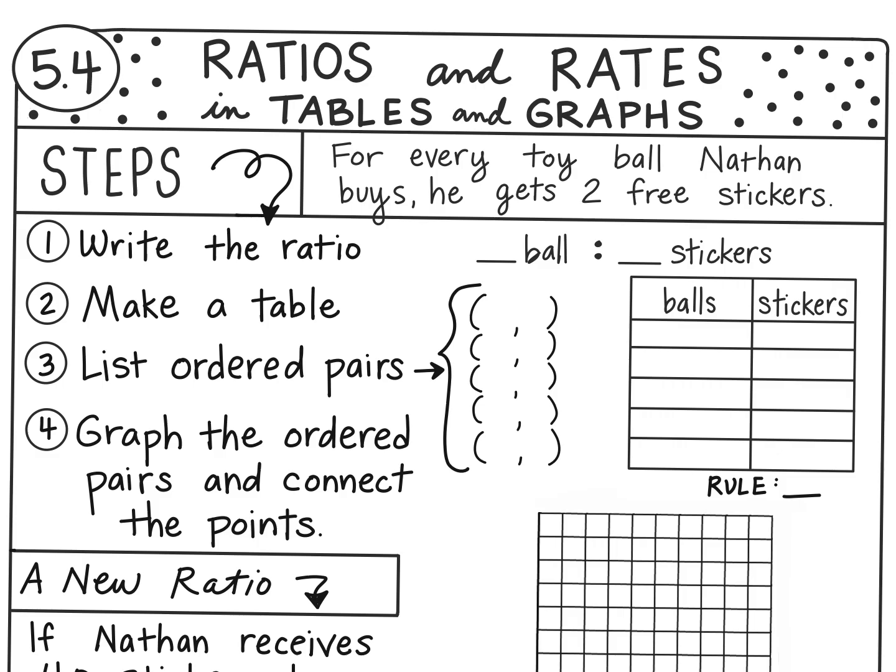Okay, so the first thing that you're going to do is write the ratio and then make a table for it. We practiced making tables yesterday. We just wrapped up with our Plickers today.